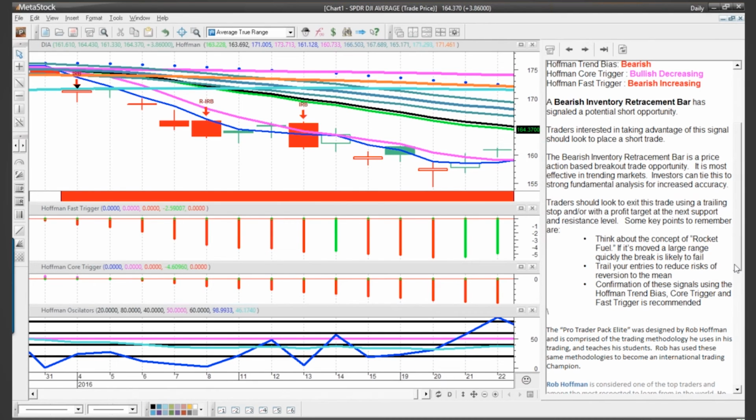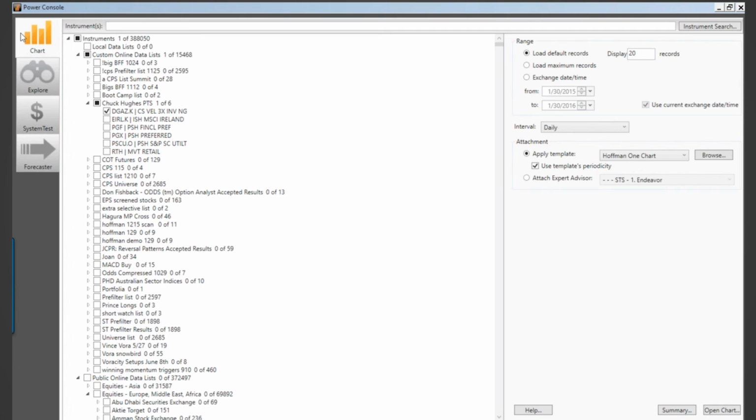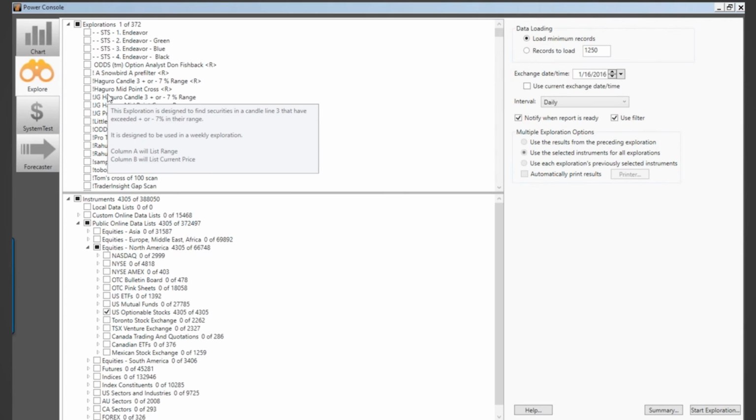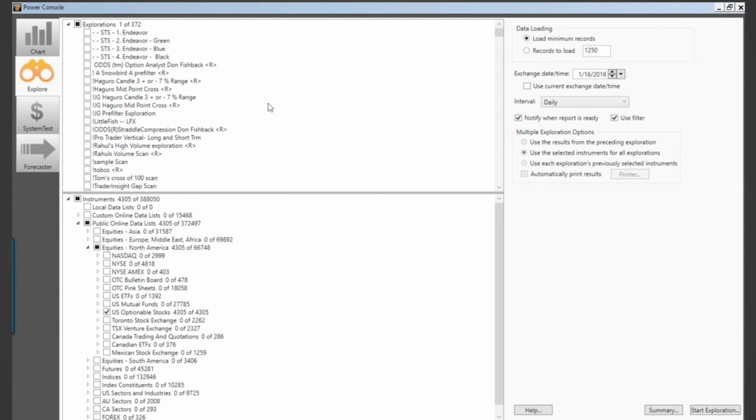So with the Rob Hoffman indicators, with the studies, you'll be able to come in through our Power Console. Using our Explorer here, you can scan for any of those particular patterns or setups on a chart. It'll go through 3,000 or 4,000 of those stocks and give you an overview of what's going on. So it's a very, very cool integration.